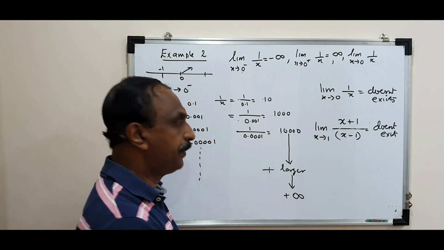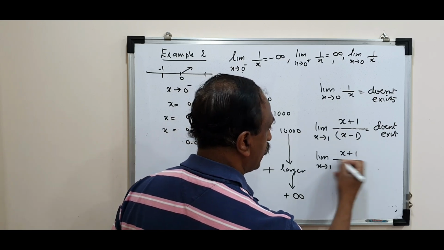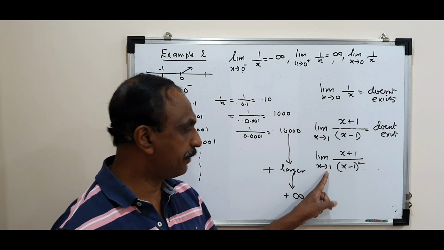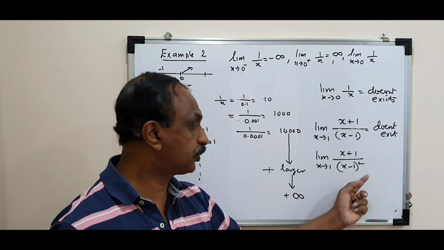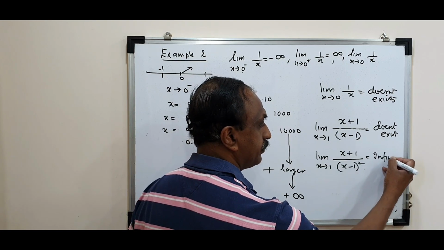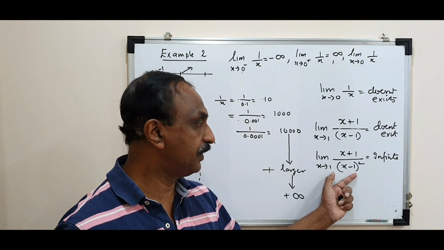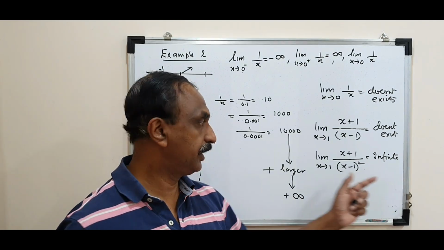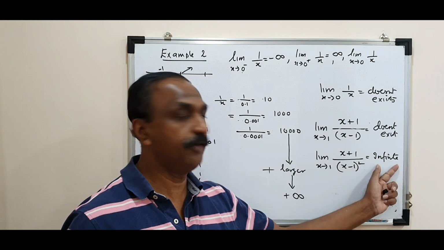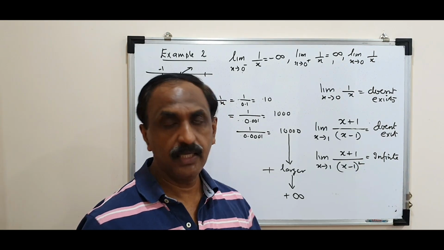This is a pattern. But if you notice limit x tending to 1, x plus 1 upon x minus 1 the whole square, now what will happen? The denominator will always be a positive number because of the square. So the limit will be infinite. So for this function, we will not say the limit does not exist, we will say the limit is infinite. Here both the left hand limit and right hand limit approach infinity. Infinity is not a real number. So here also we call it limit is infinite.